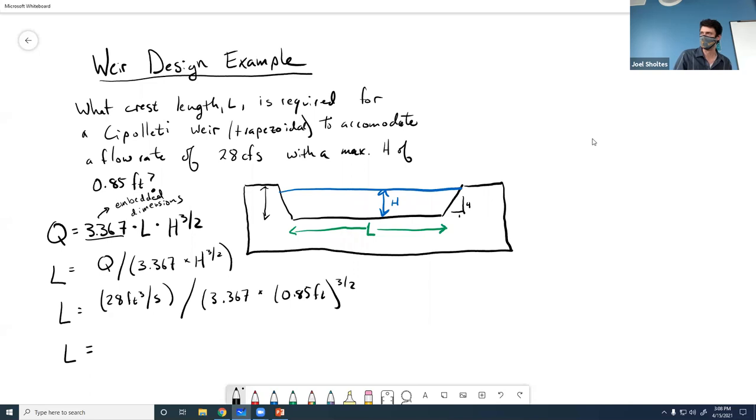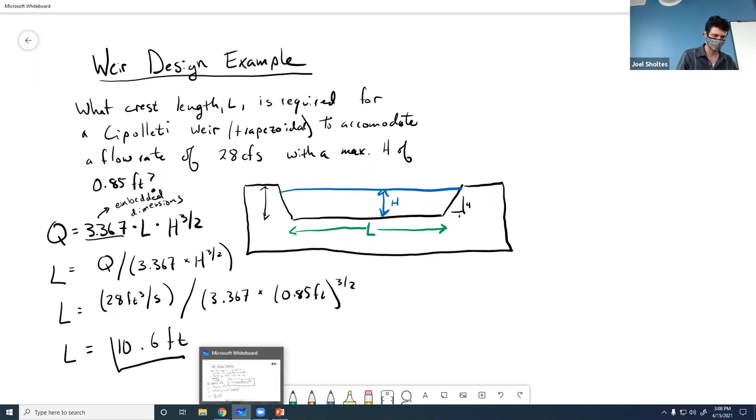So if we solve this, we end up with a crest length of 10.6 feet. All right, so not rocket science here.